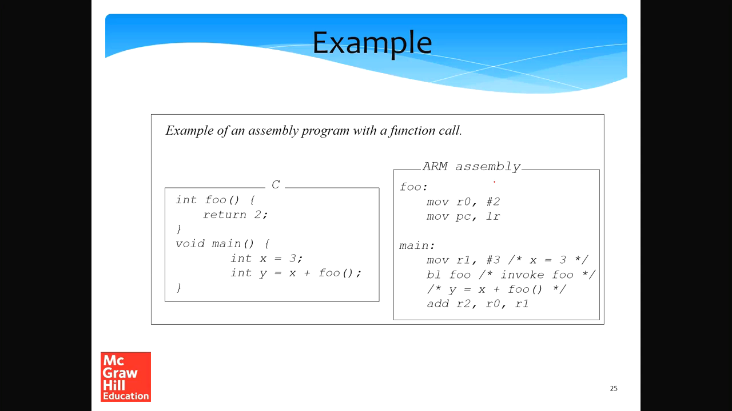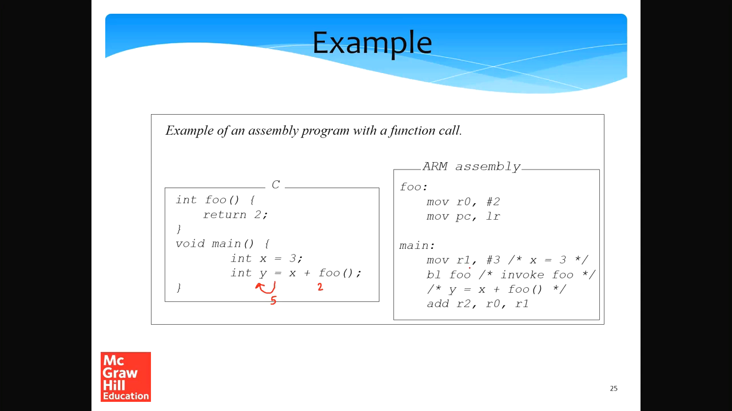So let's write a simple assembly program with a function call. Let's consider a simple C program first. Let's have a variable x that we set to 3. Then we call the foo function that returns 2. So we add x plus the return value of foo, which is 2. So 3 plus 2 we get 5, which will be saved in variable y.